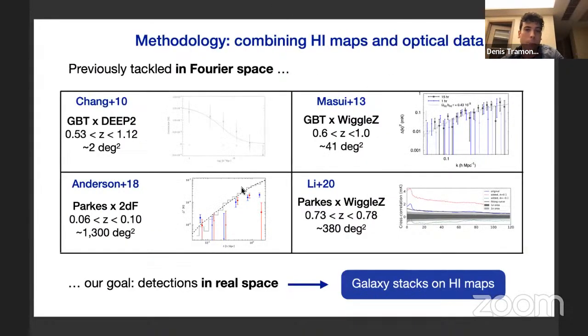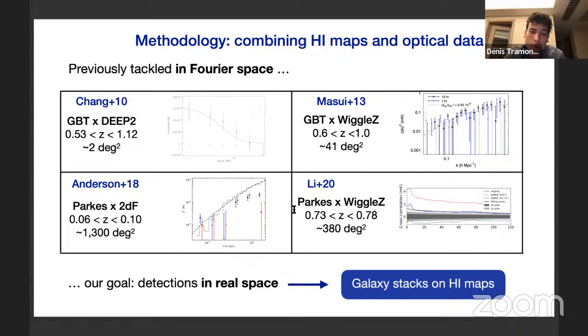This has been done before. And what people usually do is to combine H1 maps with object tracers, typically galaxy catalogs. And what they do is they go to Fourier space and they compute the cross-correlation power spectrum between the two. Here are some examples, and some of which have been also cited in previous talks in this conference. So the main take-home message from this slide is that this is a quite established technique, and it can be applied to different redshift ranges and different sky coverages.